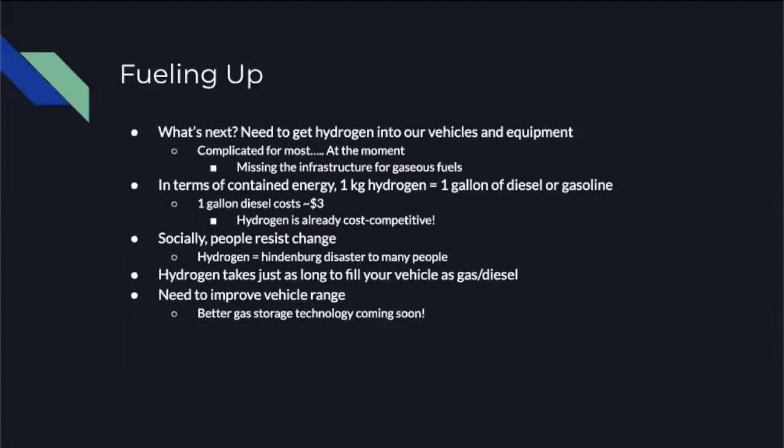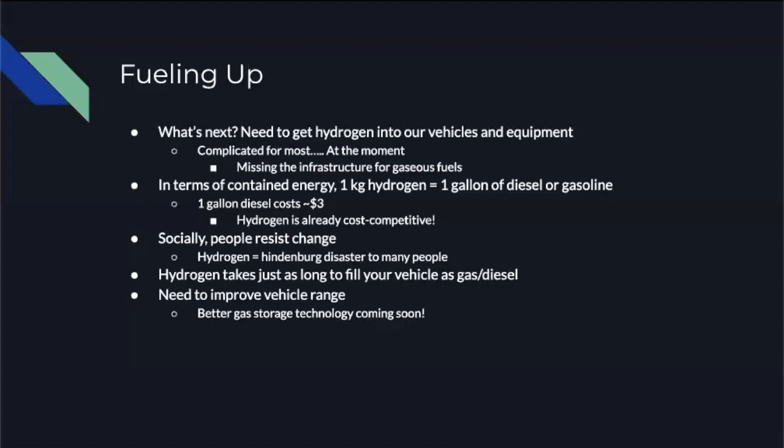I also want to make another point here, that hydrogen is already cost competitive with diesel and gas. Maybe it's not the most environmentally friendly, because I'm talking about hydrogen from coal or from natural gas or petroleum products, which are the least expensive, but it's already competitive in terms of cost. Now, as renewable hydrogen gets cheaper and gas and diesel get more costly, renewable hydrogen will be much more competitive in terms of cost.